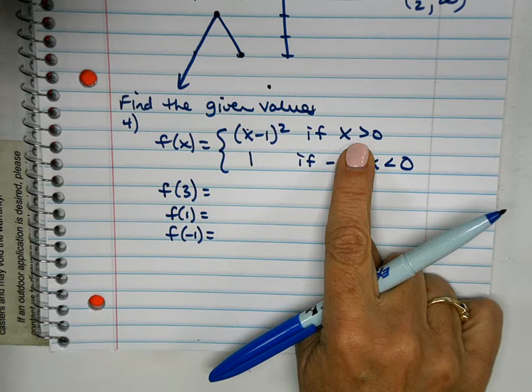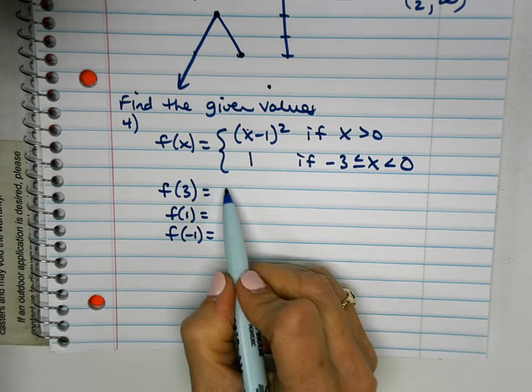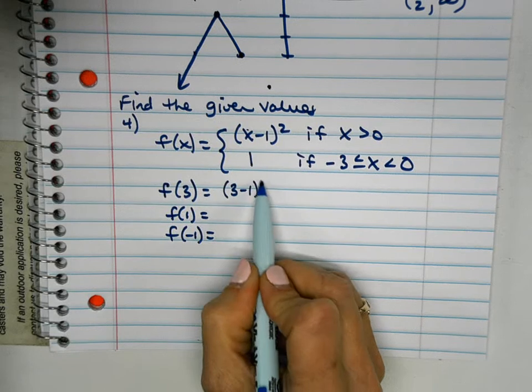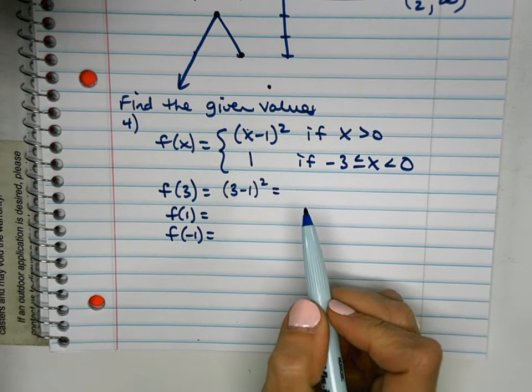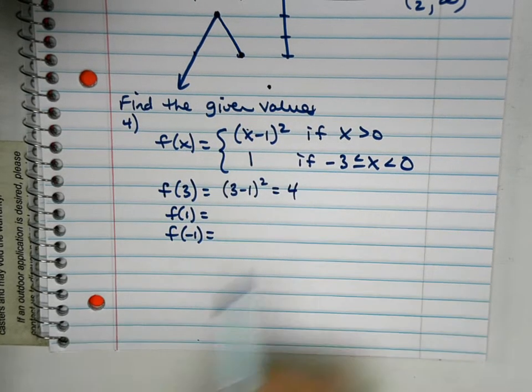Okay, so you're going to take 3 and plug it in here. So it would be 3 minus 1 quantity squared. What's 3 minus 1 squared? That's the answer. Pretty easy, right?